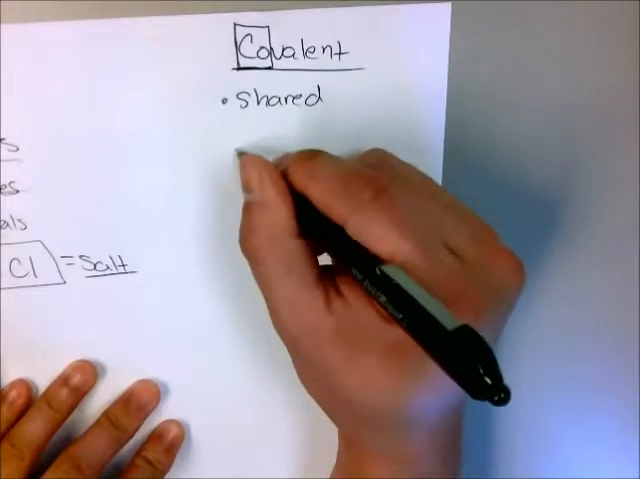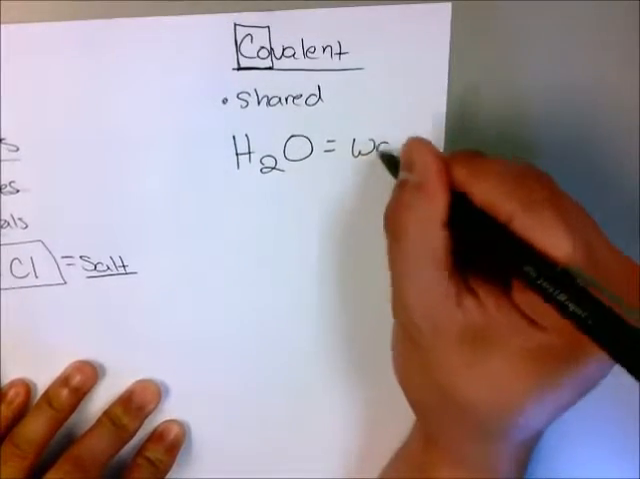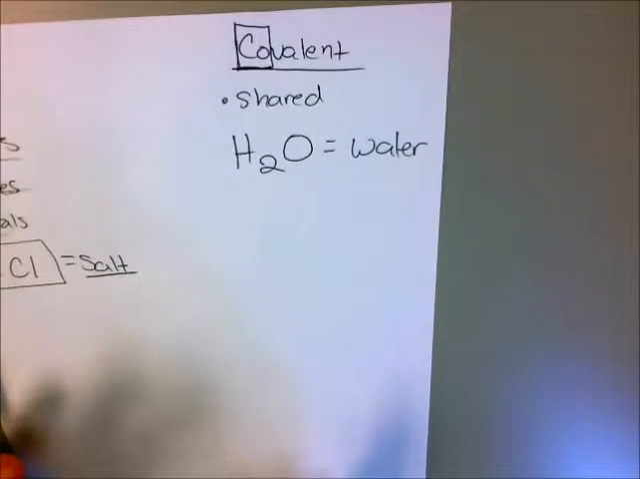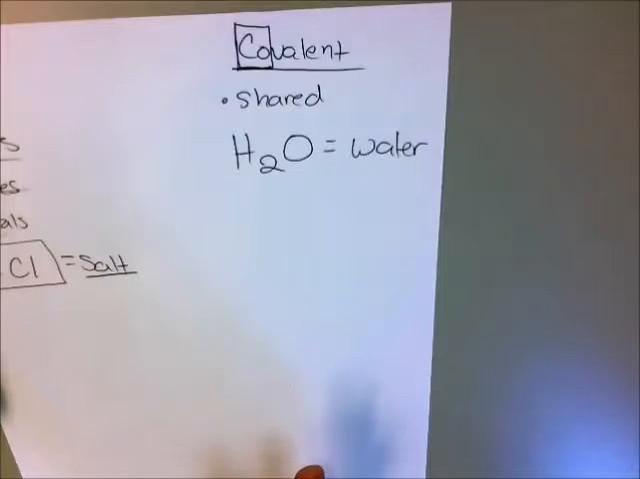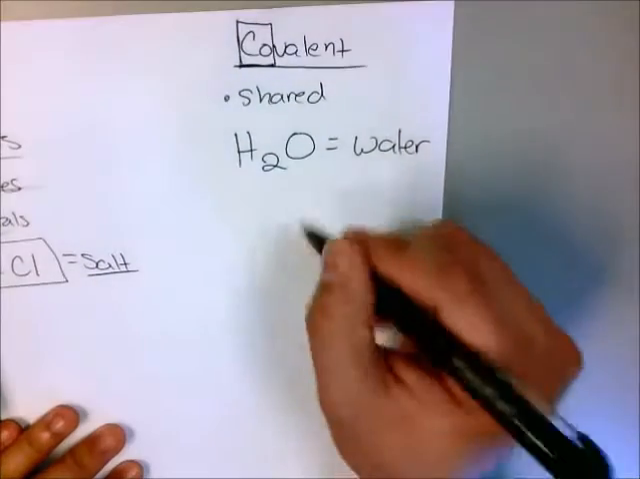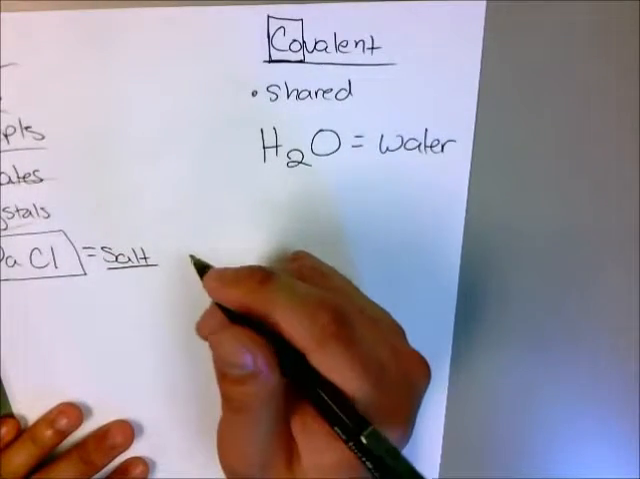All right. Covalent bonds are a little bit different. The most common one that you guys are probably used to is H2O. Most of you guys know this is just going to be water. That is a covalent bond. It is also a polar bond, but we're not talking about that yet, I don't think. So I'm going to skip that for now. But H2O is probably the most prominent covalent bond.